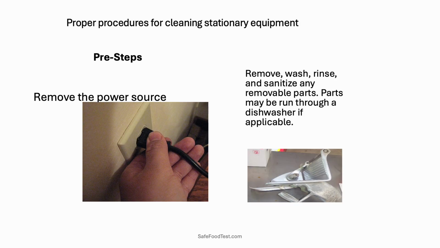Proper procedures for cleaning stationary equipment. Pre-steps. Remove the power source. Remove, wash, rinse, and sanitize any removable parts. Parts may be run through a dishwasher if applicable.